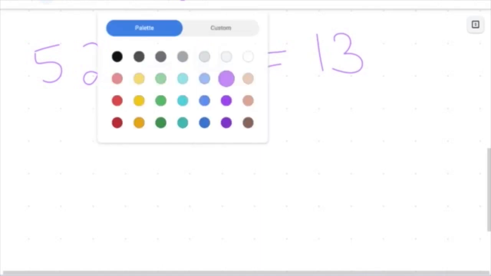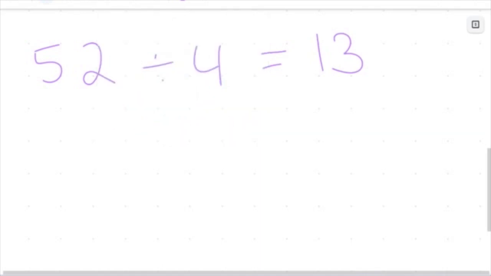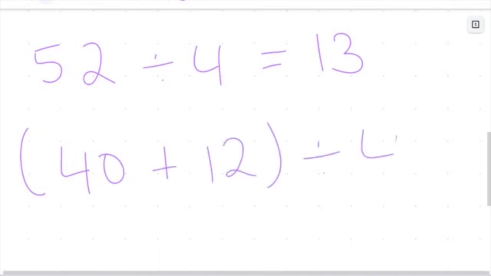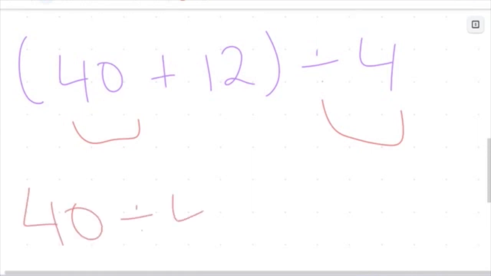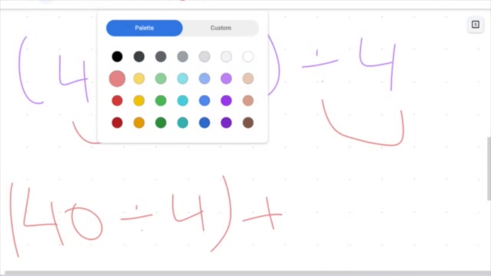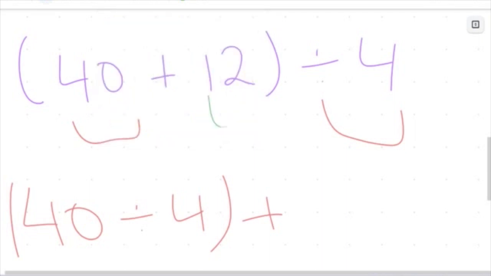To find this out, we went, all right, 52, we split that up into 40 plus 12 divided by 4. And then we took this 40 and divided it by 4. We went 40 divided by 4, and we added that to my, let's do it in another color, my 12 divided by 4.